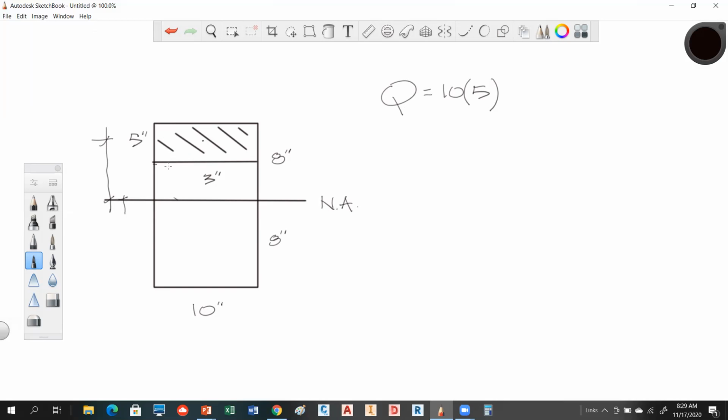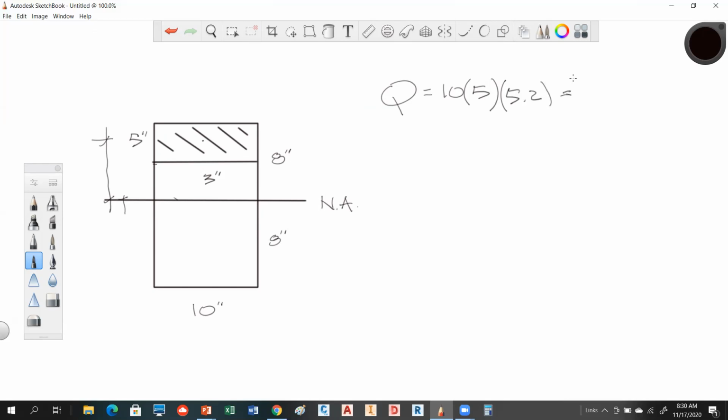Well, half of this would be 2.5, right? 2.5 from here to here plus 3 would give us what? No, 2.5 plus 3. Oh, it would just be 5.5. Right, so then your distance would be 5.5.